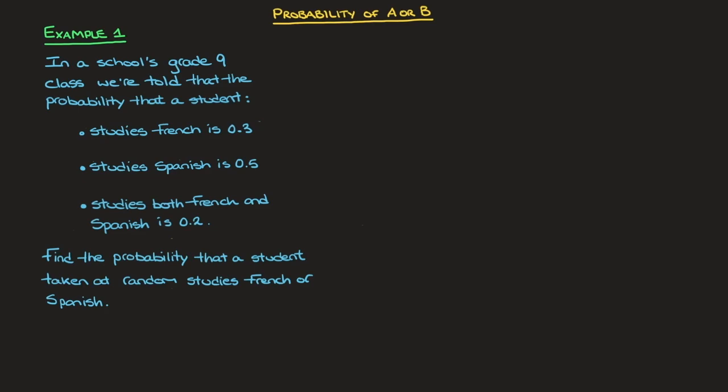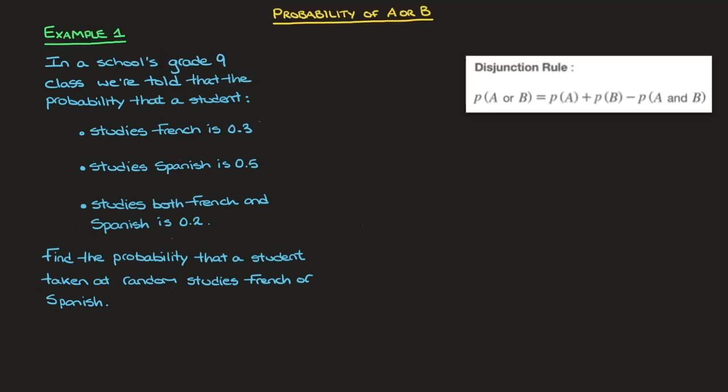First of all, the most important formula we'll be learning about is the disjunction rule, which will always allow us to calculate the probability of A or B. And I'll illustrate how to use it as well as how to derive it with this first example.